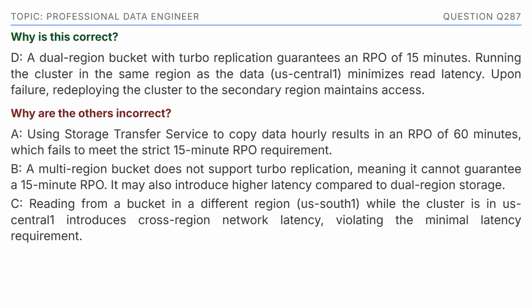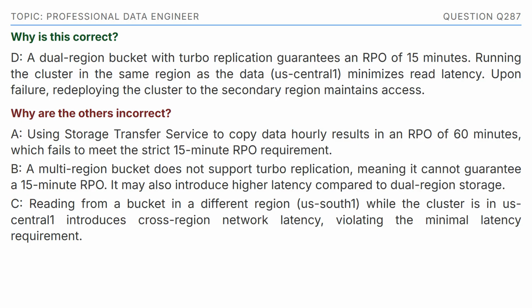D. A dual-region bucket with turbo replication guarantees an RPO of 15 minutes. Running the cluster in the same region as the data, US Central 1, minimizes read latency. Upon failure, redeploying the cluster to the secondary region maintains access. Why are the others incorrect?